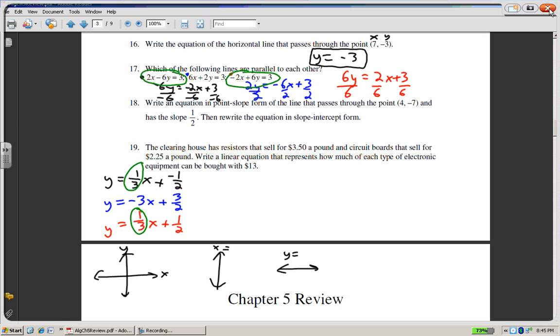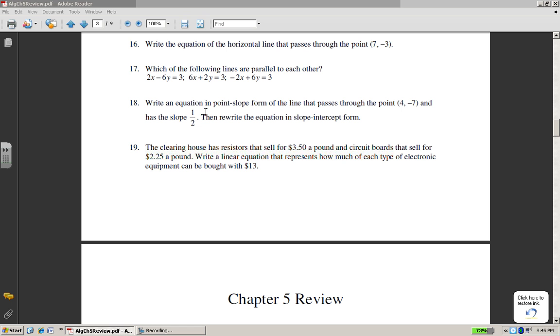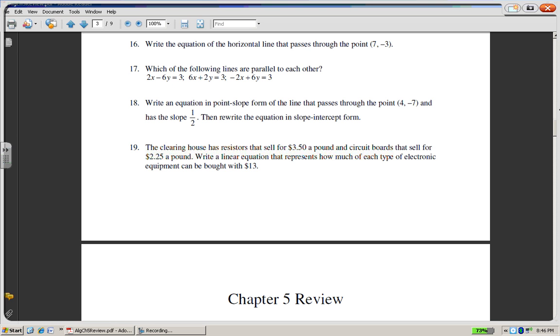All right, number 18. Write an equation of point-slope form of the line that passes through that point and has this slope. Then rewrite in slope-intercept form. So we're going to have two answers here. Write it in point-slope form, and rewrite in slope-intercept form.